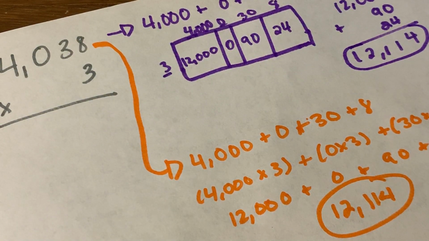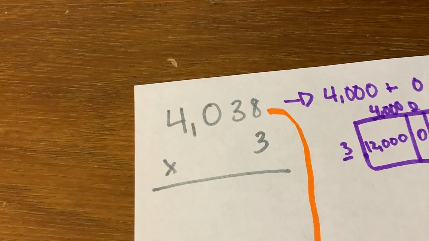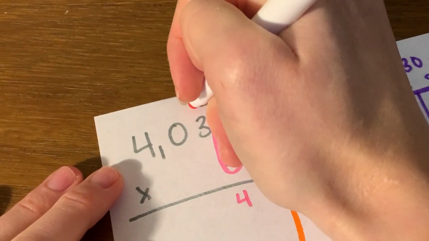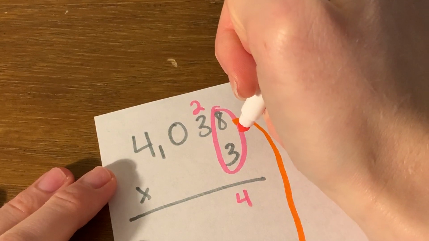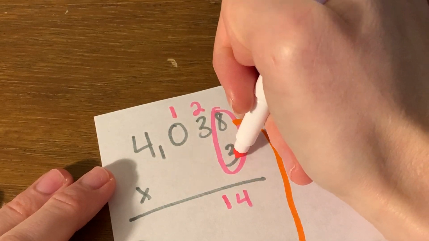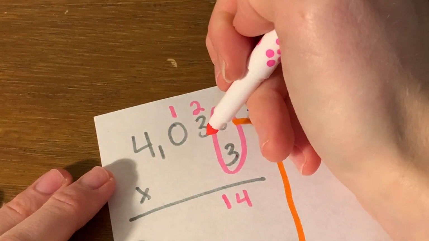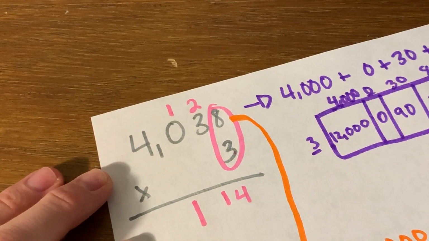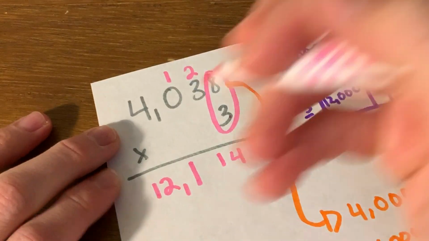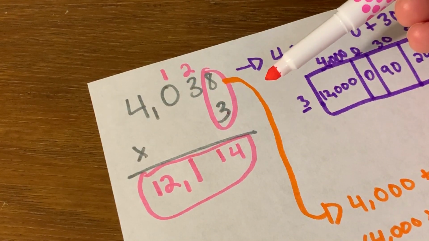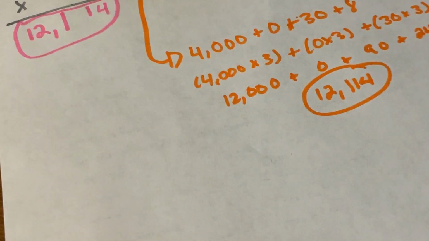Okay, and finally, if we were using the traditional algorithm, 8 times 3 gives me 24, carry my 2. 3 times 3 gives me 9, plus 1 more, plus 2 more gives me 11, carry my 1. 3 times 0 gives me 0, plus 1 gives me 1. 4 times 3 gives me 12. 12,114. The only thing that's a little different here is, yes, this 3 times 0 should normally give you 0, but you had a carryover, so you can't forget your carryover. That's it.